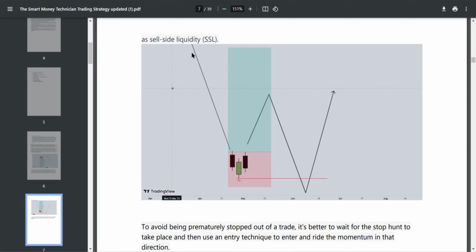Where a trader wanted to buy this market. The market was trading up initially and formed a swing low. Now, below a swing low, for a person who is buying, is sell side liquidity. Sell side liquidity. Because if you are buying and you place a stop loss below this low, what you're basically telling your broker is that if I'm wrong and the price trades below that low, I would like to sell my position and get out of my trade.